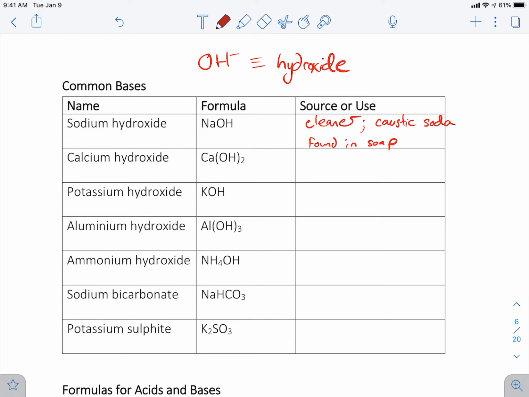Calcium hydroxide is used in dentistry. And potassium hydroxide is also called potash. And so this is a product of potassium that we used to use, and it's used in fertilizer.